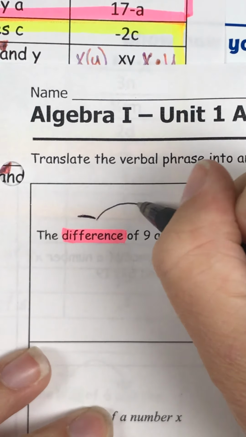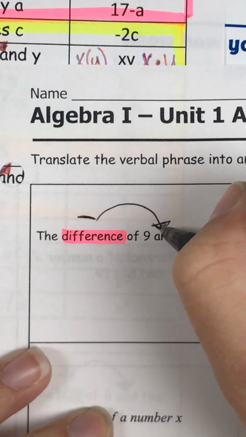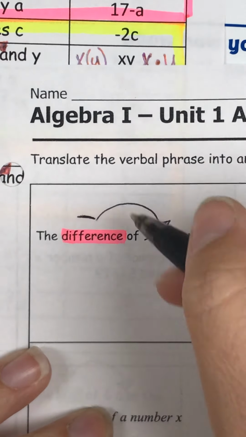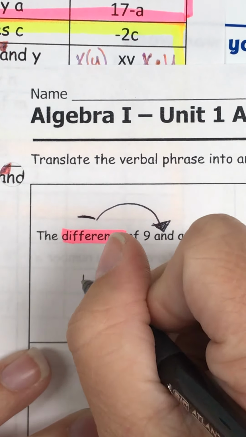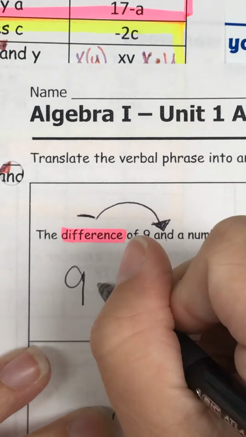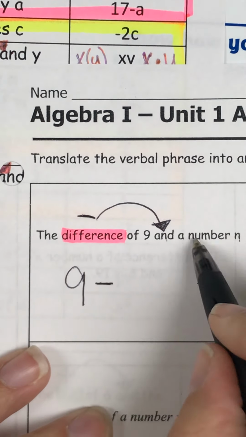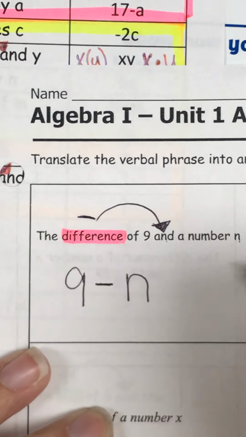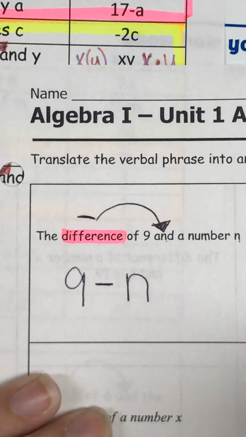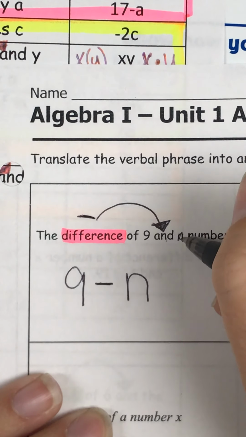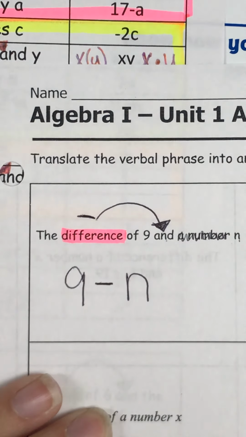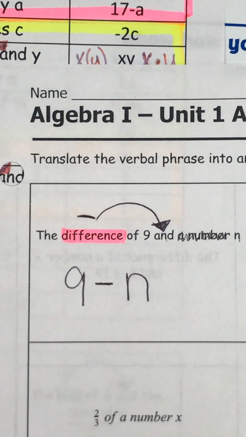So that sign is actually going to go where the "and" is. So I'm going to write the difference of 9 and, oh, there's my minus sign, a number n, so I just have to write n. If "a number" is confusing you, you can mark out "a number" if you would like, on all of the front side where it says a number, because it's telling you right after the words a number what letter to use.